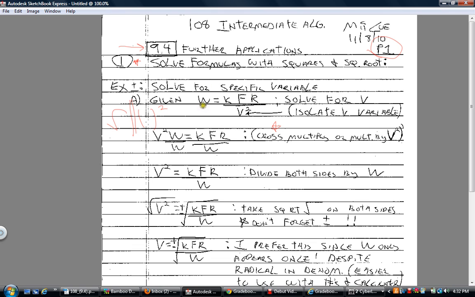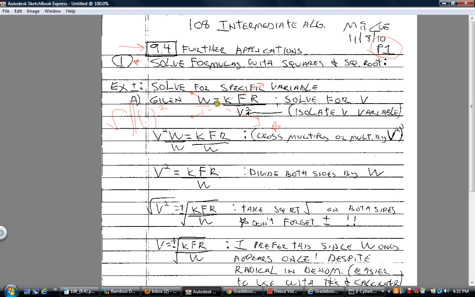Now if you like my cross multiply idea, what you do is you put w over 1, that's equivalent, and then you realize you've got a proportion. You've got one ratio equal to another ratio, and you multiply like this. Thus you get v squared times w equals k times capital F times r times 1. And that's how I came up with that.